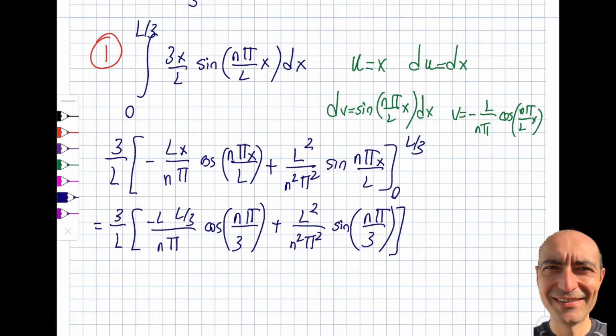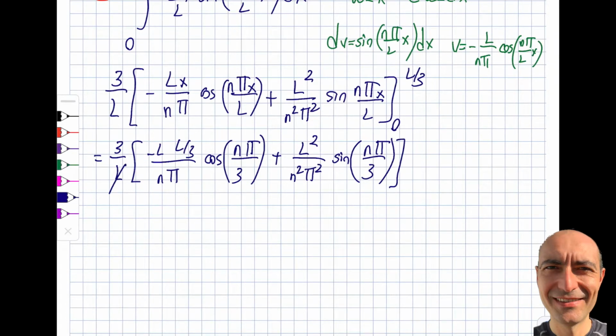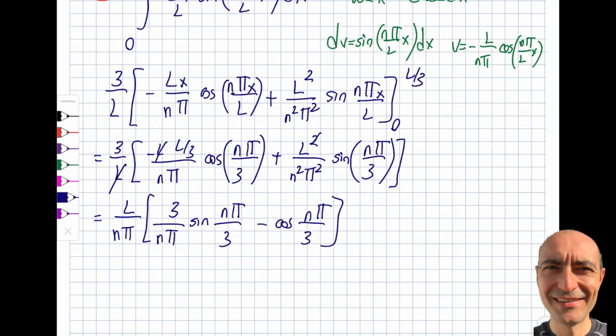Then let me write it this way. Okay, L, and this L cancels, and this L cancels too. L by n pi is common between those two terms. I first want to write this minus that, since it's weird to write minus plus, right? So let's be careful: it's going to be 3 by n pi, because n pi squared, sine of n pi by 3, and then minus, I have everything, cosine of n pi by 3. That's it. So let's mark this as 1.